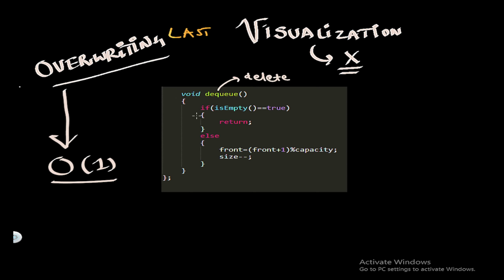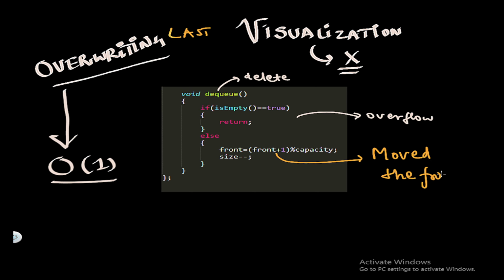So what we did: we checked whether it is empty or not, to avoid any kind of overflow. Then we said front is equal to front plus 1 modulo capacity. Yes, simple as that. We just moved the front pointer. And then I said decrease the size. Yes, this is pretty much that.